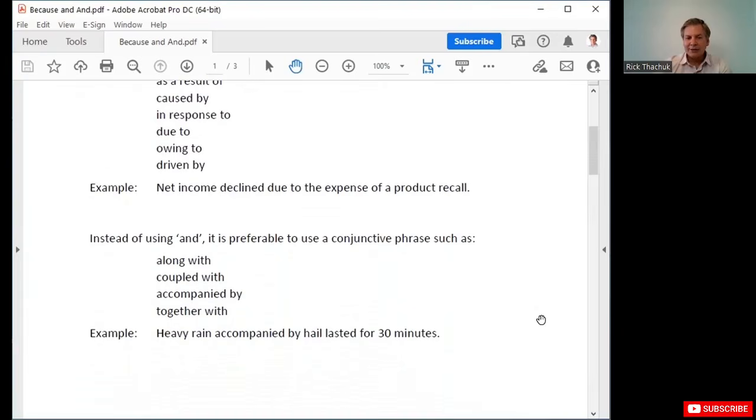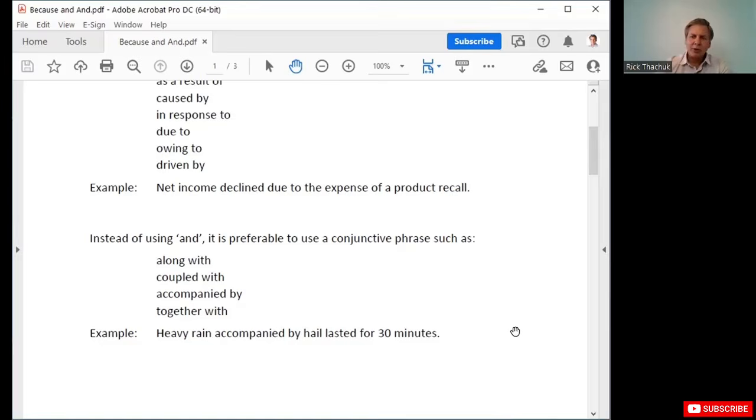Instead of using and, it is preferable to use a conjunctive phrase such as along with, coupled with, accompanied by, together with. Example, heavy rain accompanied by hail lasted for 30 minutes. I could also say heavy rain along with hail lasted for 30 minutes. Or heavy rain together with hail lasted for 30 minutes. All of that is better than saying heavy rain and hail lasted for 30 minutes.